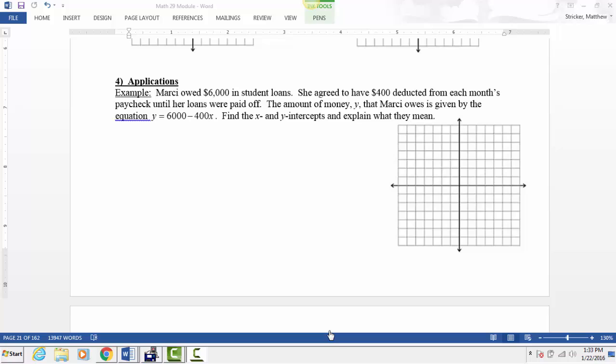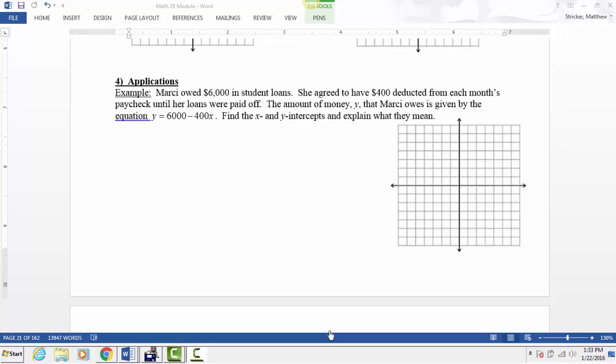Okay, the last thing we're going to do is look at one application problem. It says Marcy owed $6,000 in student loans. She agreed to have $400 deducted from each month's paycheck until her loans were paid off. The amount of money y that Marcy owes is given by the equation y equals 6,000 minus 400x. Find the x and y intercepts and explain what they mean.